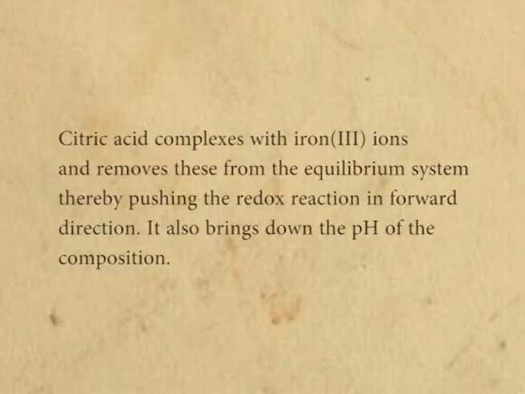The iron 2 ions reduce silver ions to metallic silver and simultaneously get oxidized to iron 3 ions. Due to the reversible nature of this reaction, the chances are that the iron 3 ions may reoxidize metallic silver to silver ions. To overcome this problem, citric acid is added to the physical developer composition. Citric acid complexes with iron 3 ions and removes these from the equilibrium system, thereby pushing the redox reaction in the forward direction. It also brings down the pH of the composition. This is important since optimum results are obtained under mildly acidic conditions.